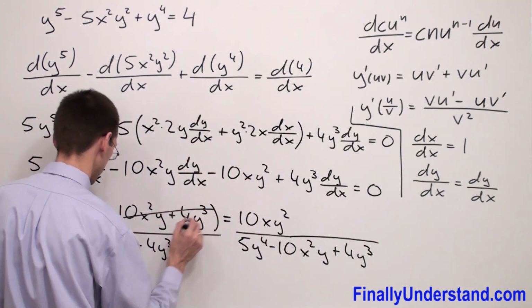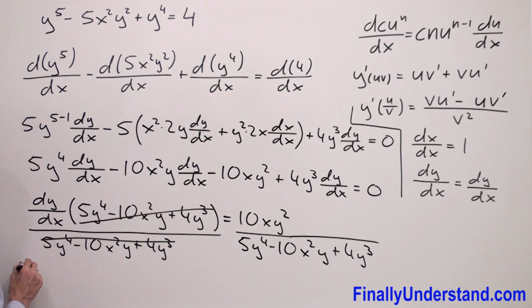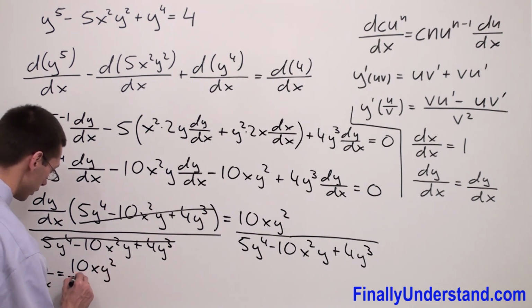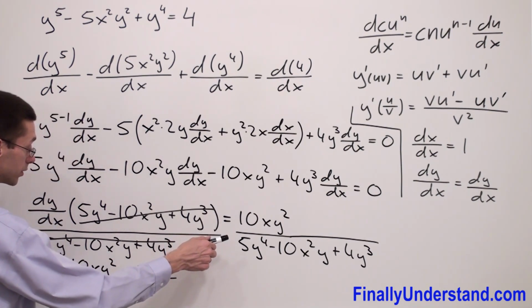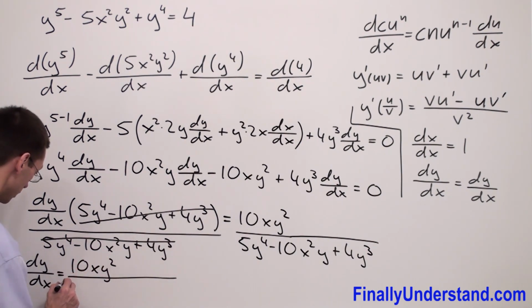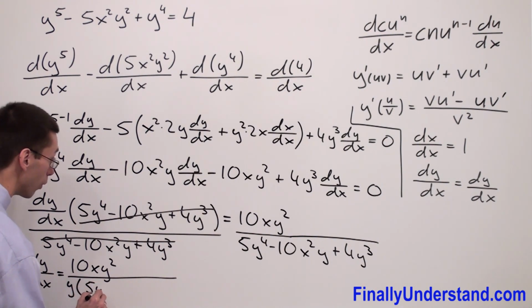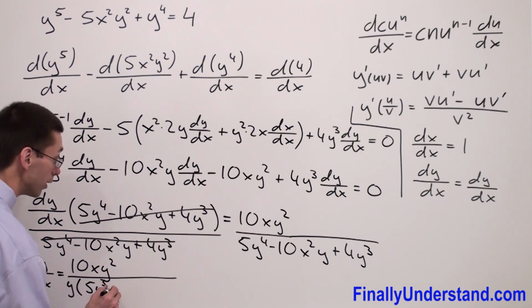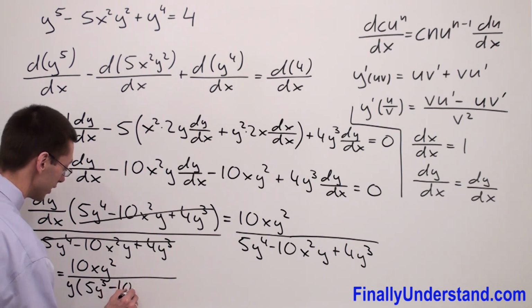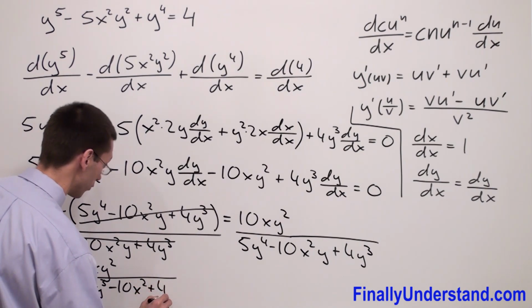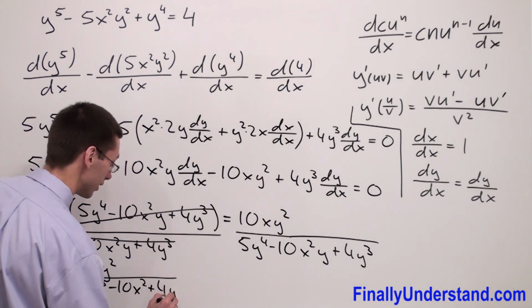Okay, this one and this one will cancel out, and we end up with dy over dx is equal to 10x y squared over, you can factorize in the denominator y, so we have 5y to the third minus 10x squared plus 4y squared.